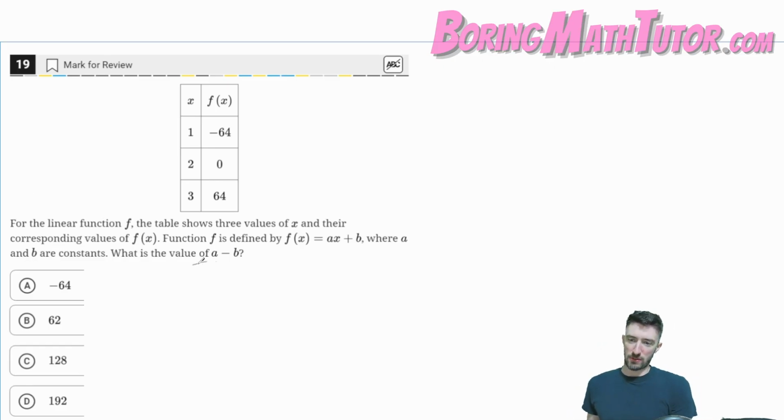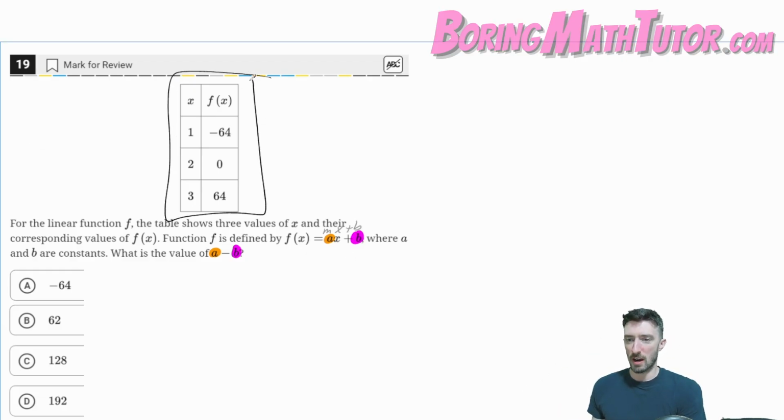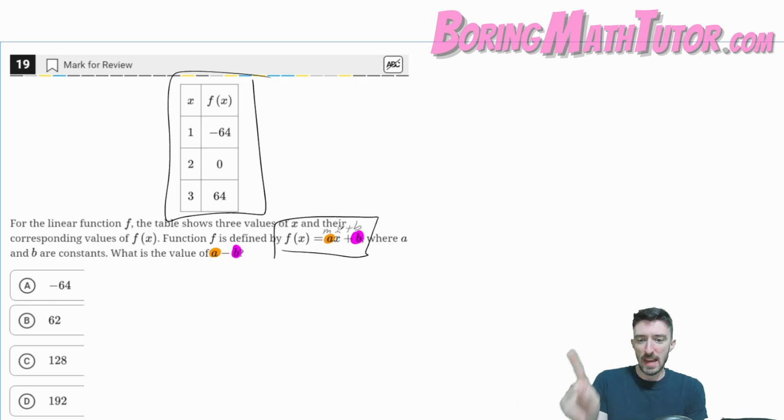Welcome to problem number 19. They are asking us for a value of a minus b. I see the a over here. I see the b over here. And that actually looks like mx plus b. And they're giving me a table for f of x. And I can figure out what the m is. In other words, in this case, a.